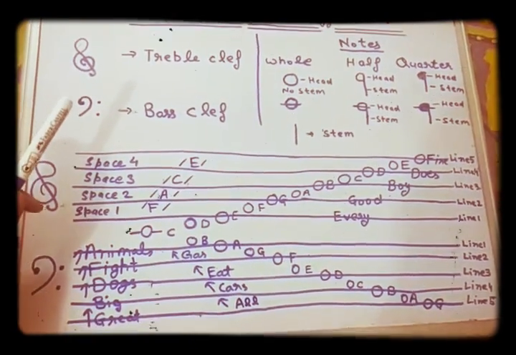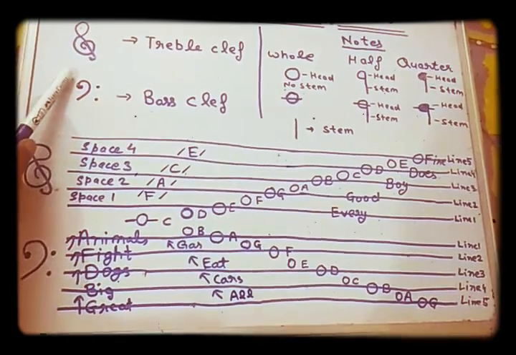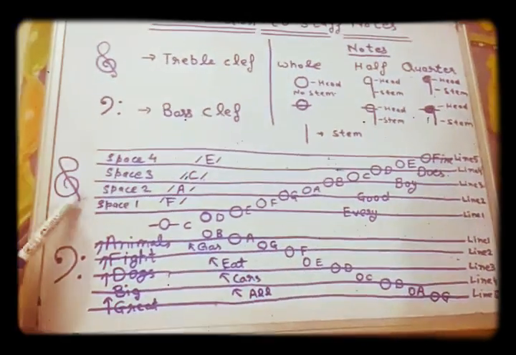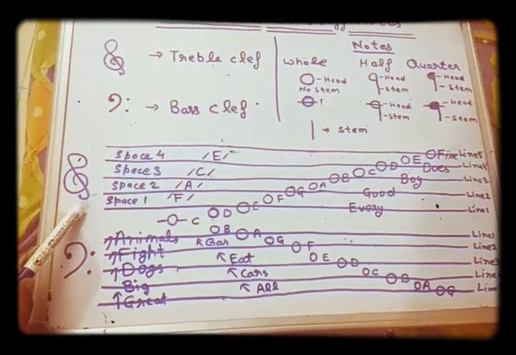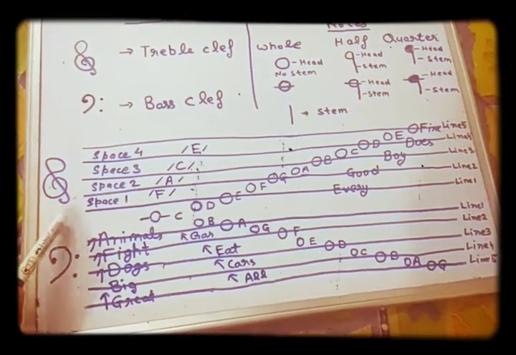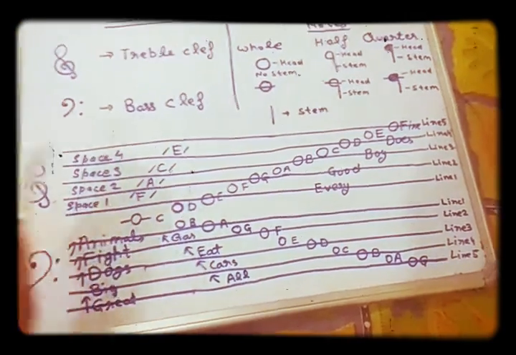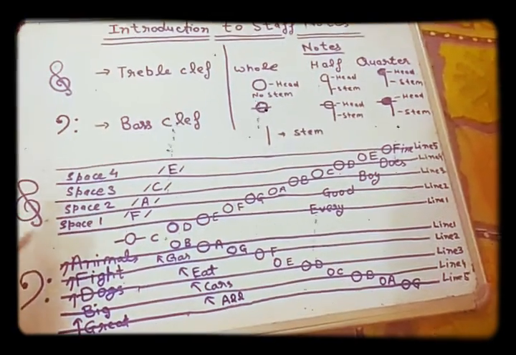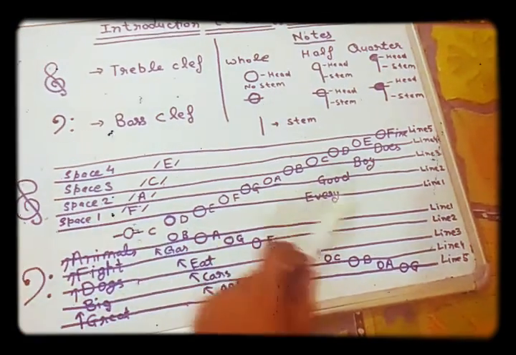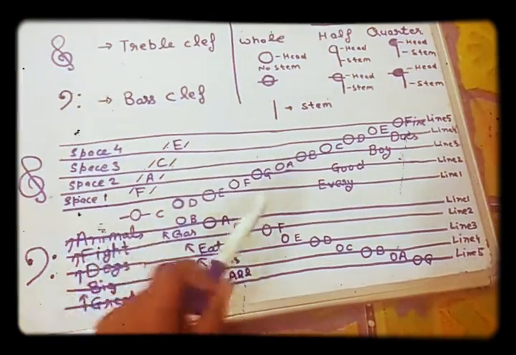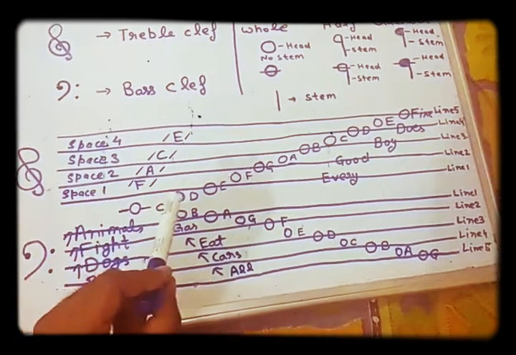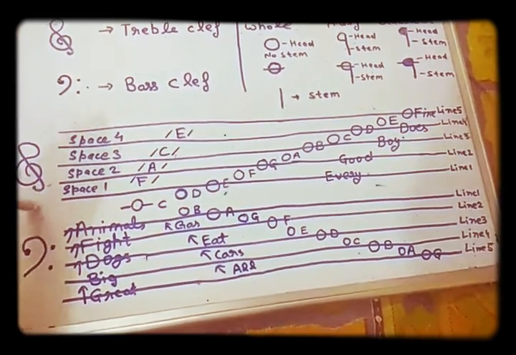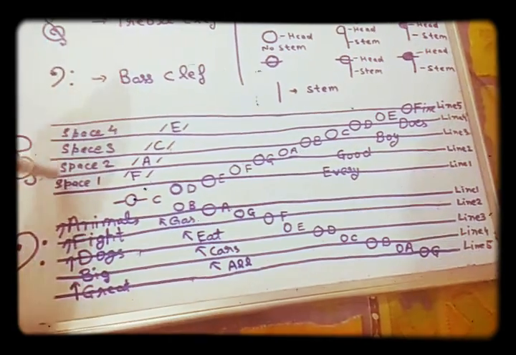First of all, we have this sign which is called the treble clef sign. We put this sign before the 5 lines. These are the 5 lines which are called the staffs. So we put this sign on the top part of the staff notations, on the top 5 lines.